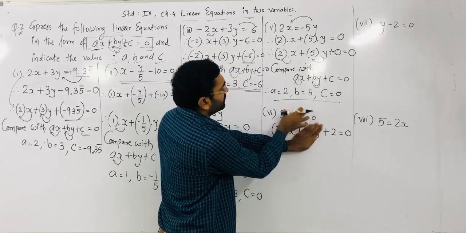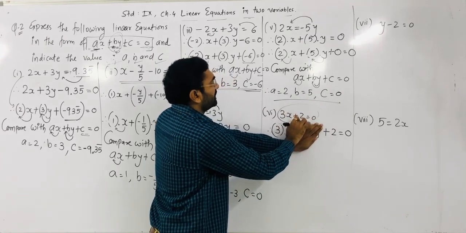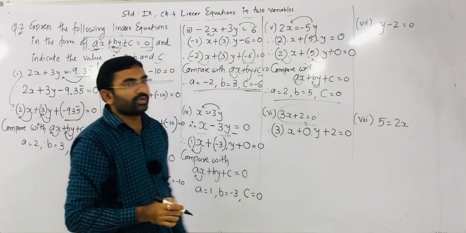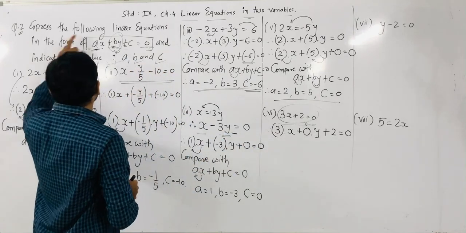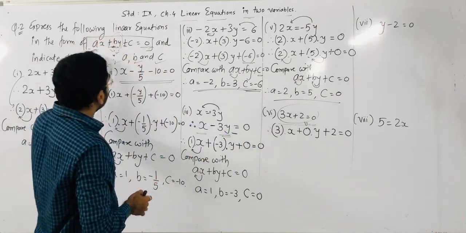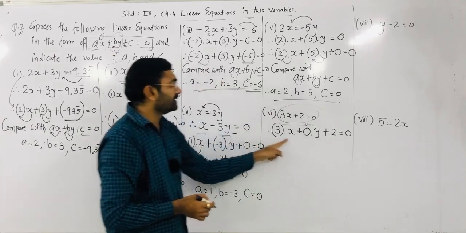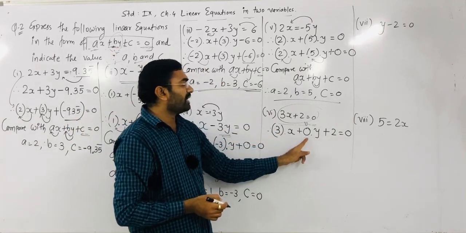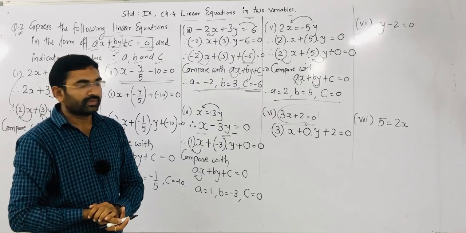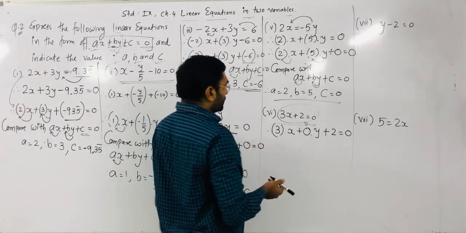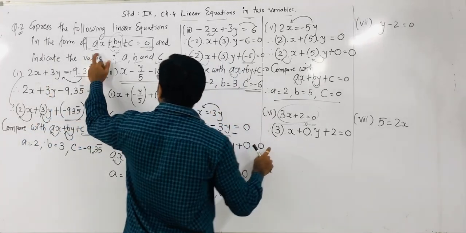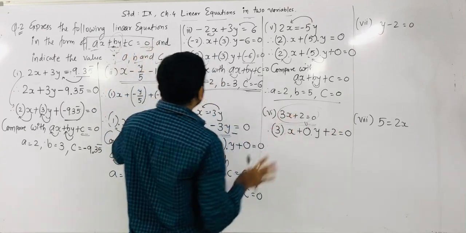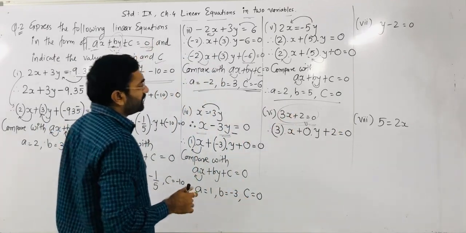So 3x plus 2, which is given, that equation we can write with 0 into y. Why do we get 0 into y? Because they said the given equation you have to form in that form. So in that form, for indicating that, we require variable y with the 0. Now, what is the meaning of that? It means this is in the form of ax plus by plus c is equal to 0. Now we have to indicate this a, b, and c value.